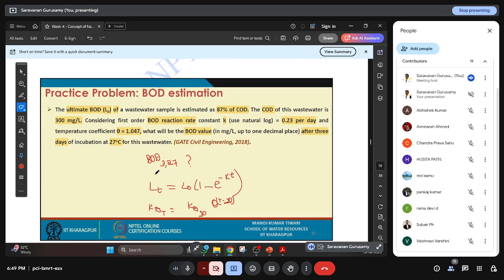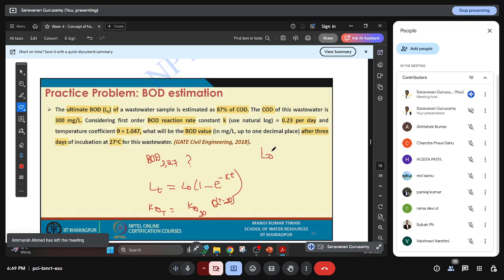So here, if you read the question, the ultimate BOD of a wastewater sample is 87% of the COD. So ultimate BOD is L naught. We know that is the maximum BOD that is inserted into the water body, equal to 87% of the COD, that is 0.87 times COD. The COD of the wastewater is 300, so I can find the ultimate BOD. Right? This is the ultimate BOD, just the value is given in another form.